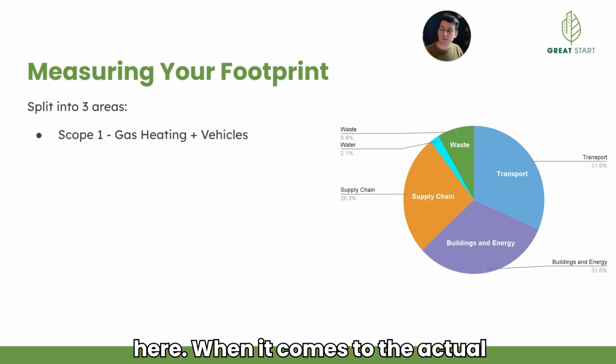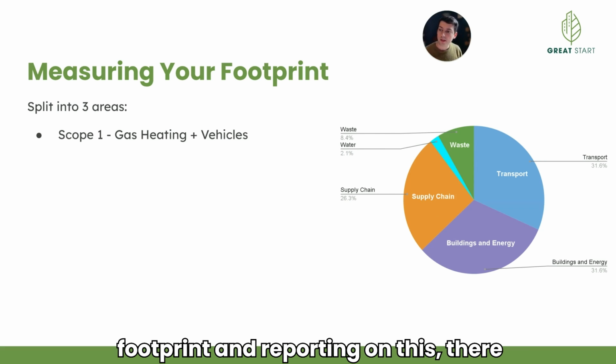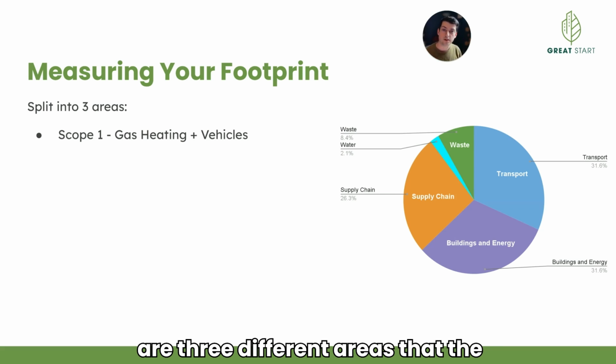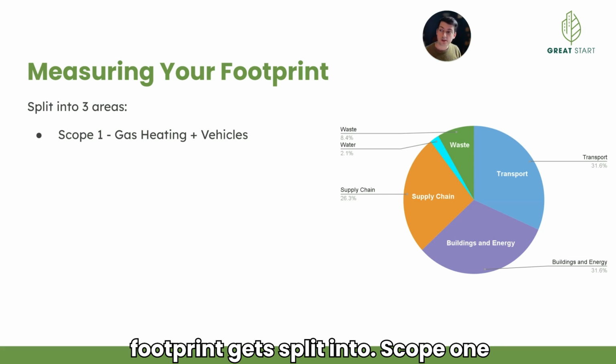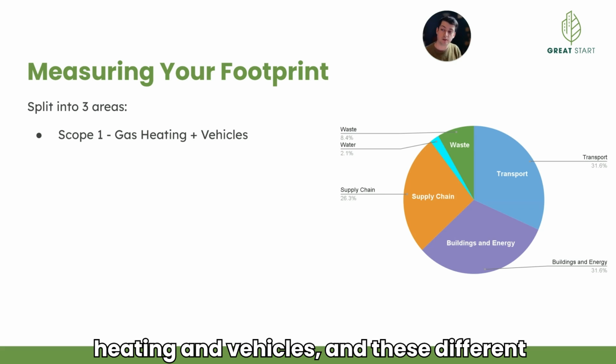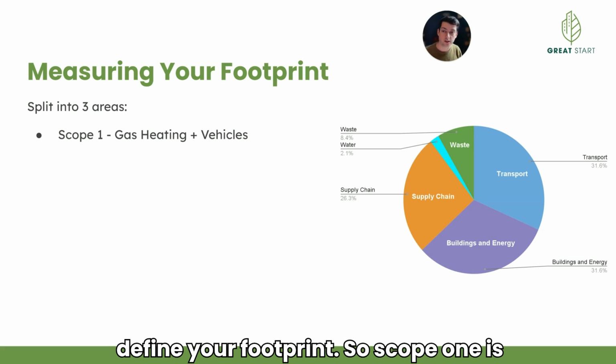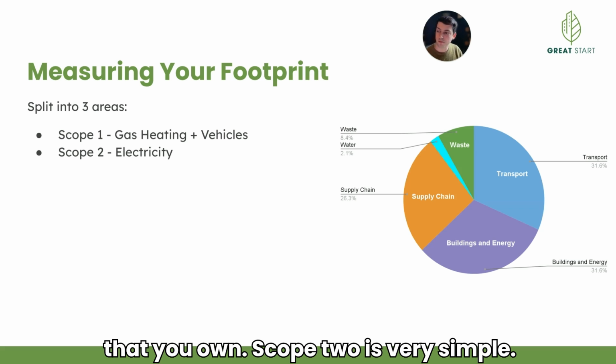When it comes to the actual technical part of measuring your carbon footprint and reporting on this, there are three different areas that the footprint gets split into. Scope 1 is essentially your gas heating and vehicles. And these different scopes are how we then quantify and define your footprint.